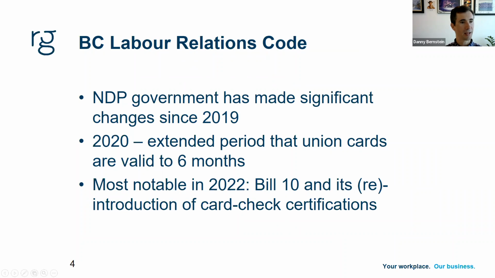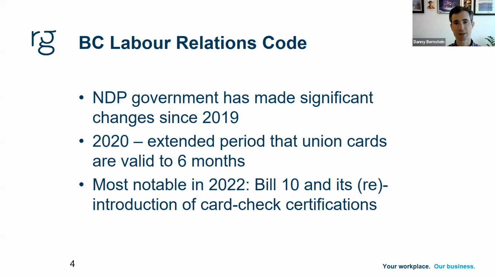So the NDP government, as we know, have been in power 2 terms now, and more recently won a significant majority, so have had their way, so to speak, with a lot of changes around the employment and labor relations. A couple of significant changes that have impacted labor relations in BC are in 2020, the government extended the period that union cards are valid up to 6 months.